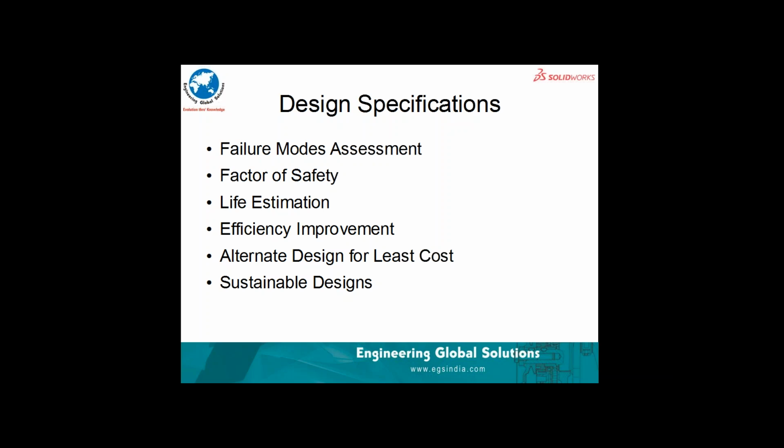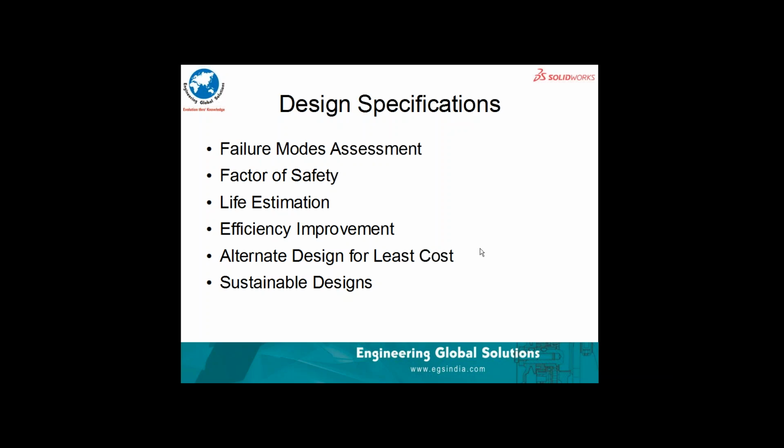So the first and the foremost in any design specification, when you start with the statement of requirement, it comes with the fulfillment of the DFMEA, which is coming in the next slide. Then looking at the factor of safety, estimation of life, efficiency improvement, alternate design for least costs, and sustainable designs. These are important aspects that find their place in the design specification when we are coming up with the statement of requirement for a particular design. The innovation that comes in a design is private to the company.